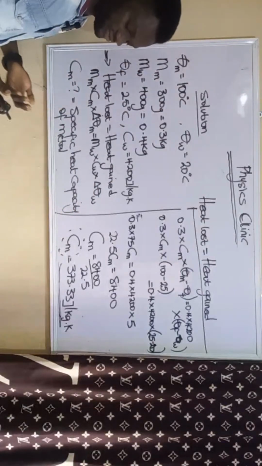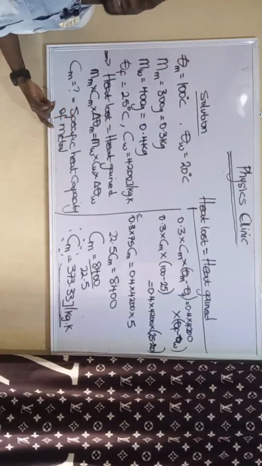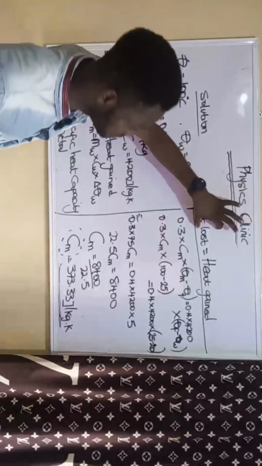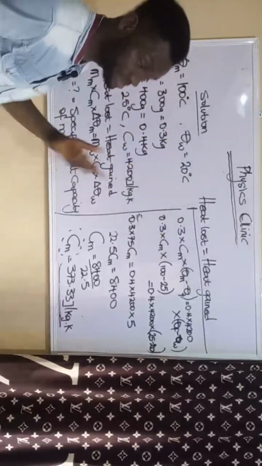The question from here is that we should calculate the specific heat capacity of the metal. How do we go about that? We understand that heat loss is equal to heat gain. Last week I explained this, and I'm explaining again now.